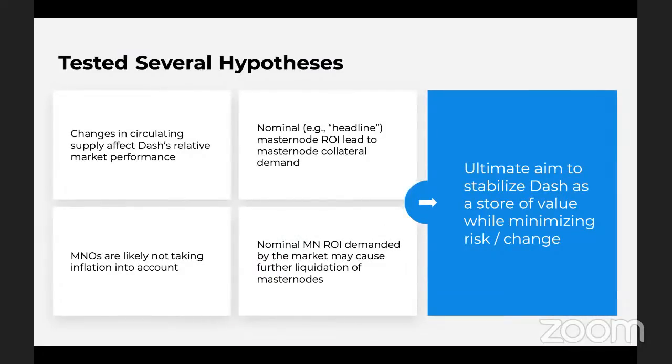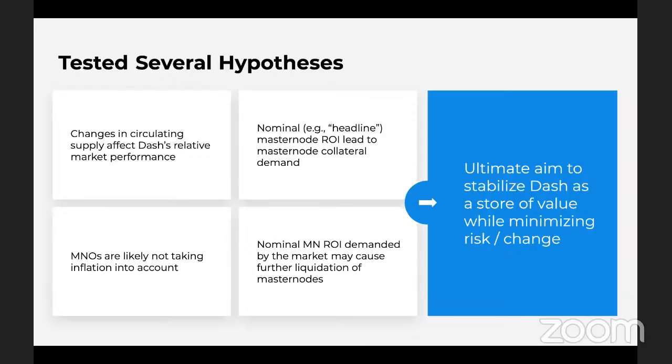So what did we go test after December? Well, one, we wanted to test the hypothesis that changes in circulating supply do in fact cause Dash's relative market performance to be affected.